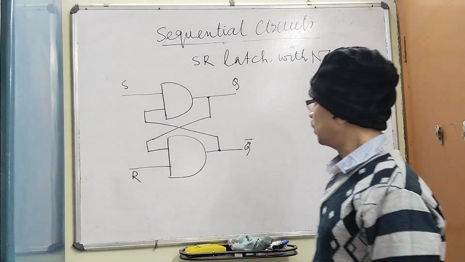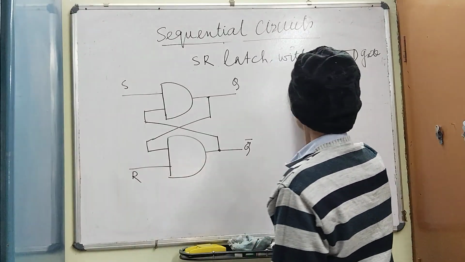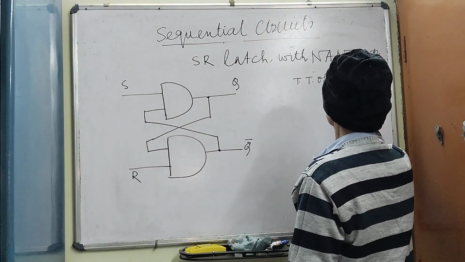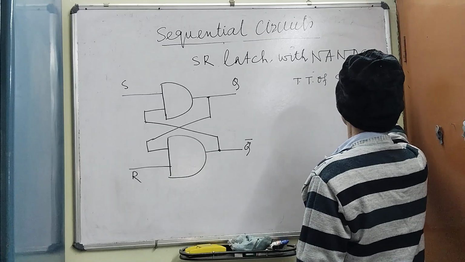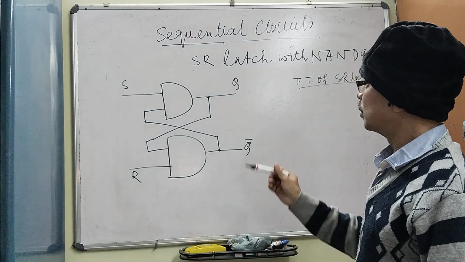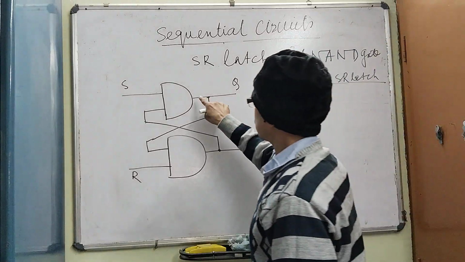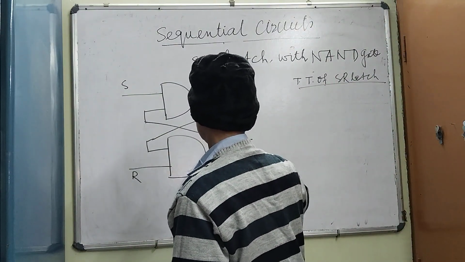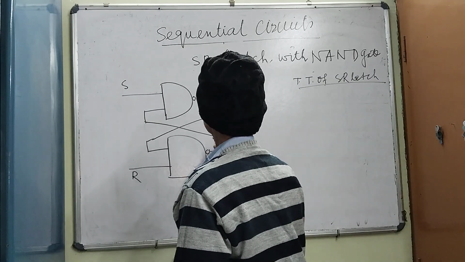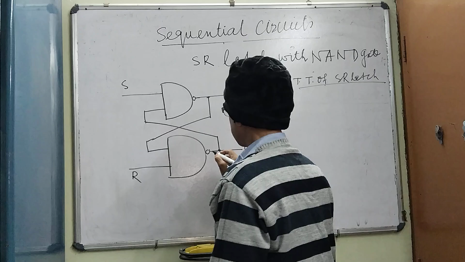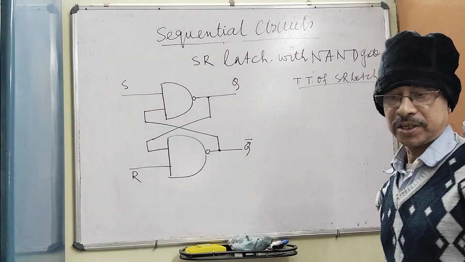Now, before starting the truth table of the SR latch with the help of the NAND gate, first we have to know something. There is a bubble. Why? It is the NAND gate. This is the AND gate, and when we put the bubble, then this is the NAND gate. Now, what will happen?